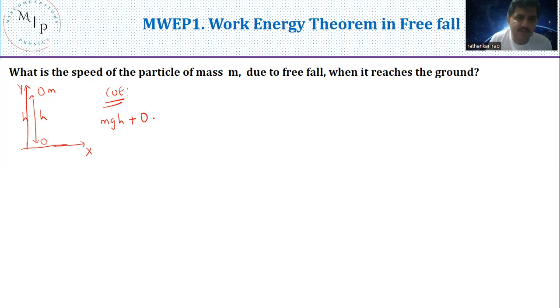This should now be equal to the final potential energy. When it is about to touch the ground, the final potential energy is 0 plus the final kinetic energy. When you are dropping it, because of gravity, it keeps on moving with higher and higher speed. So when it comes here, definitely it has a velocity. Let us say here it has a velocity v. So I can now write half mv square. Removing the m, I can write v square is equal to 2gh, or v is equal to square root of 2gh.